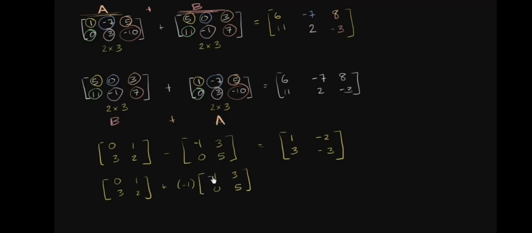When you multiply negative 1 times a negative 1, you get a positive 1. Positive 1 plus 0 is 1. Negative 1 times 3 is negative 3. Plus 1 is negative 2.